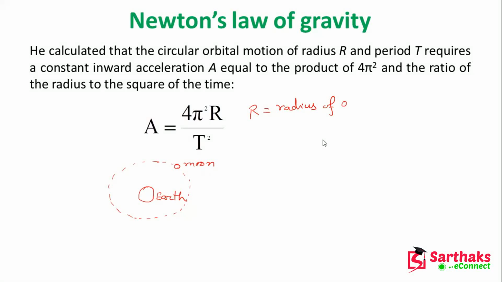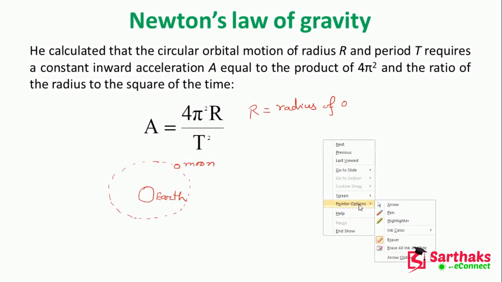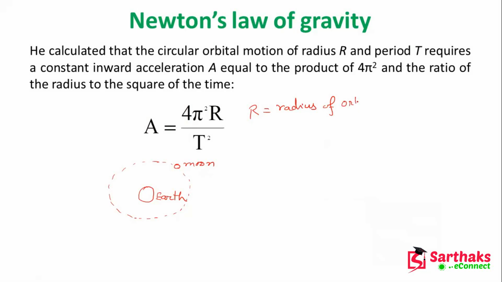Radius of orbit, and this orbit is circular, and the T, that is the period, time period. Okay, that is the time period, and this equation is applicable for the earth while it is just moving around the sun. That means any two planets also, or sun, or in between sun and earth also, you can see this thing. And T is the time period.